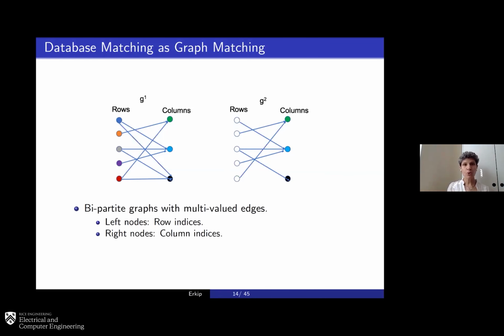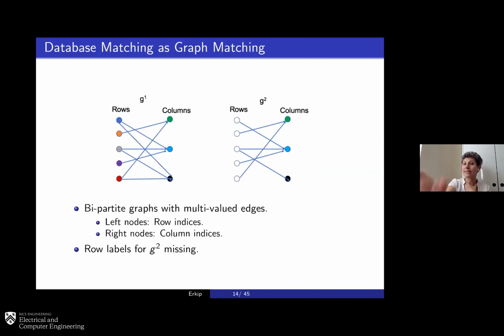So I can view such a matrix as a bipartite graph, right? So the rows are listed on the left-hand side, the columns on the right-hand side, and then there are edges connecting rows to columns. Now, these edges could be multi-valued or could be binary valued. When we have one database for which we know the identities of users, then we will know both the row and column indices.